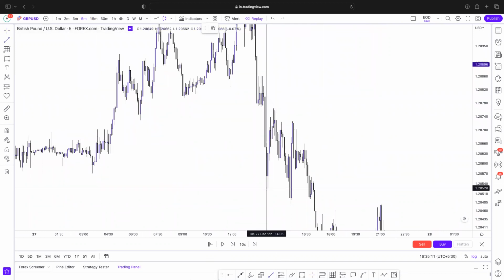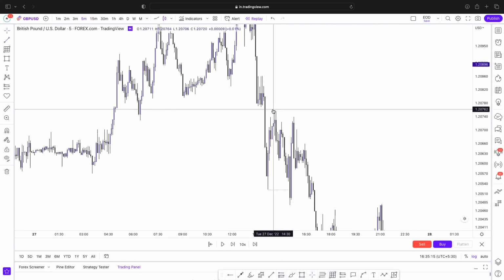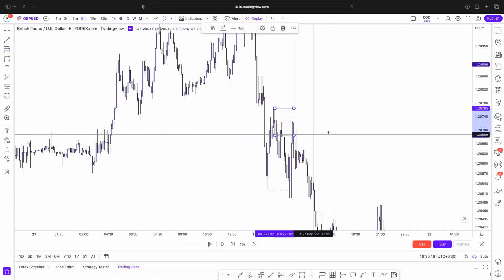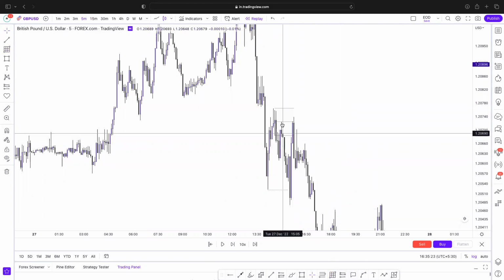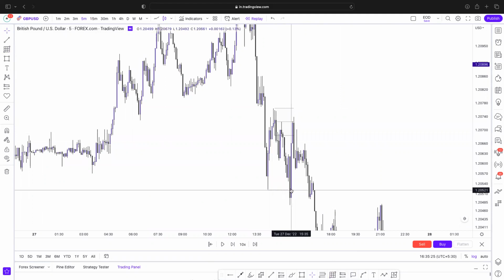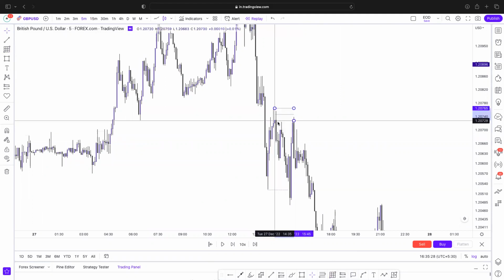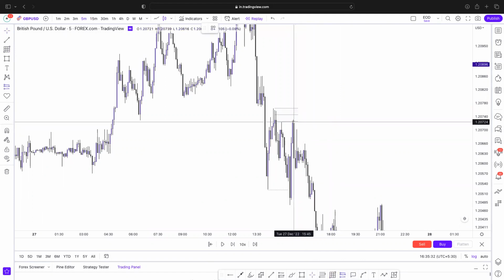So again, we break this 5-minute structure. This was your confirmation over there. Once we break it, we came here. So this is not the mitigation zone, because after the break, this is the zone. It might act as an inducement. I'll just mark it this way. And we hit this POI over there.